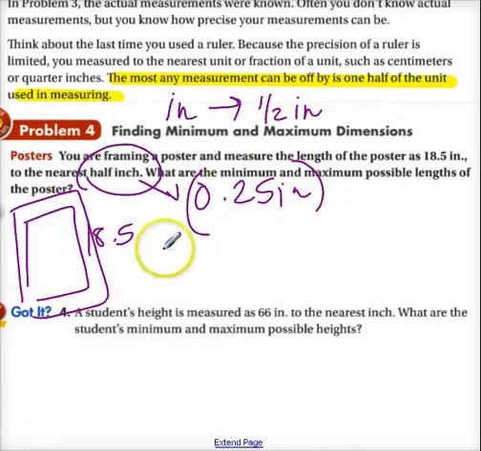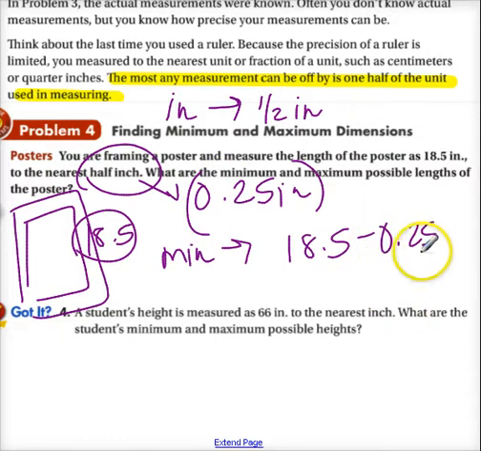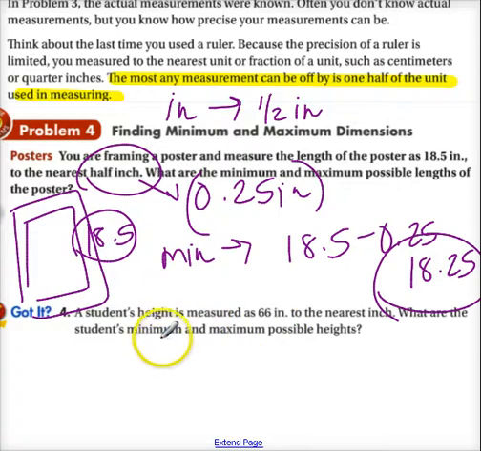Okay? So, to find the minimum dimension that I could possibly have for my frame, because you want to take into account your human error and you don't want your frame to be too small or too big. So the minimum length, I'm going to take what I got for a measurement, 18.5, and I'm going to subtract this amount of error, 0.25. So I get 18.25.